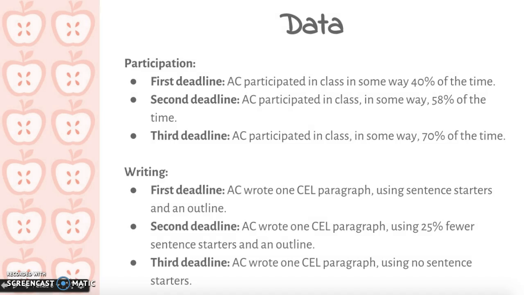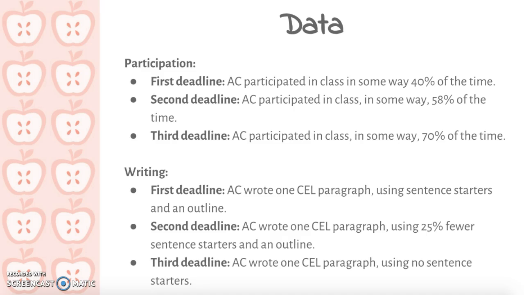So the first deadline for her participation was she started participating in class in some way 40% of the time. This would include either participating with a peer or participating with her other IEP students or participating whole class. By the second deadline, she had participated in class in some way 58% of the time. And by the third, she participated in class in some way 70% of the time.